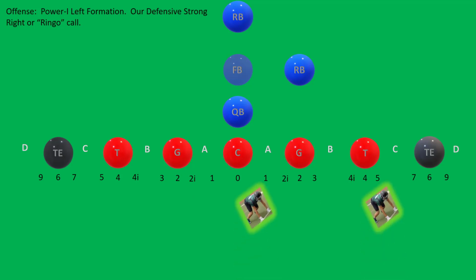Okay, so let's see what this looks like here. We've got a shading technique to our strong side, which would put our nose guard in a 1 tech. We would put our defensive tackle in a 5 tech, and you're responsible for the gap across from you. So you're not taking on a block from the opposing offensive player across from you. You are responsible for that gap. So nose guard's responsible for the A gap in this call. Defensive tackle would be responsible for the C gap in this particular defensive call.